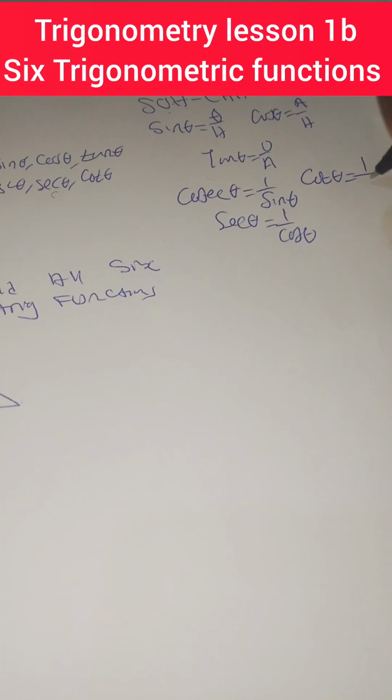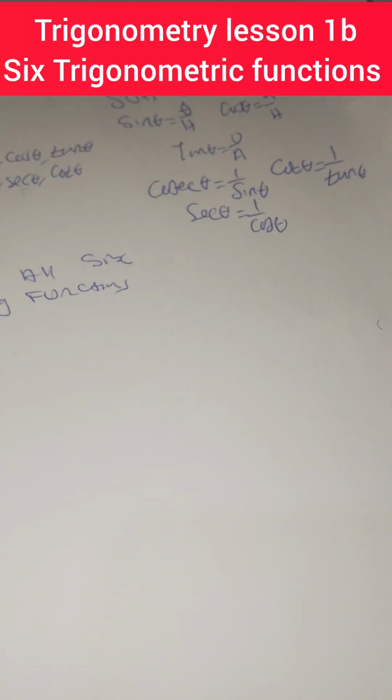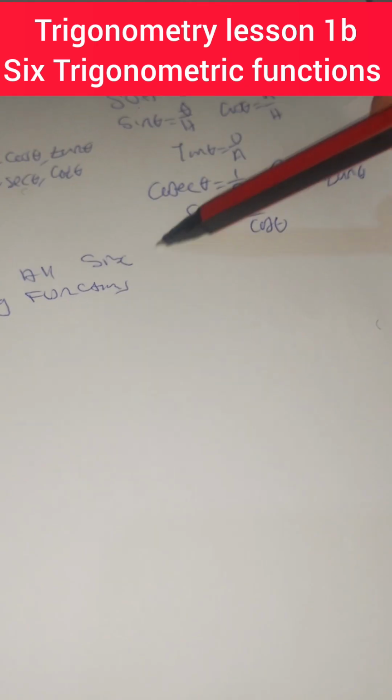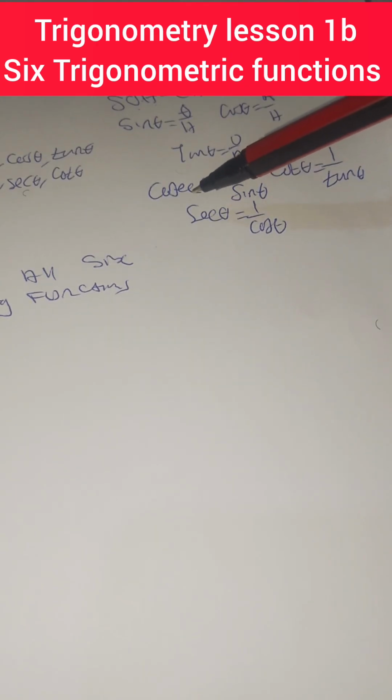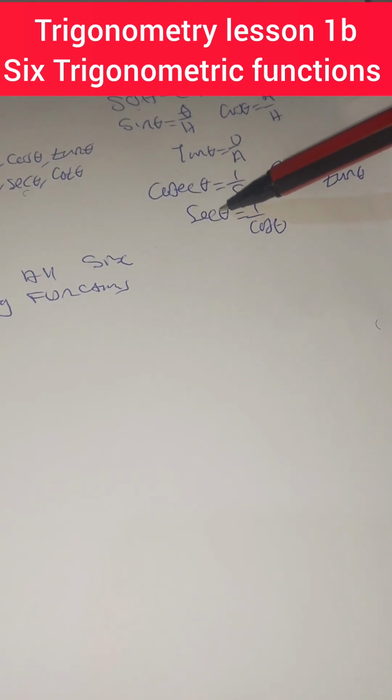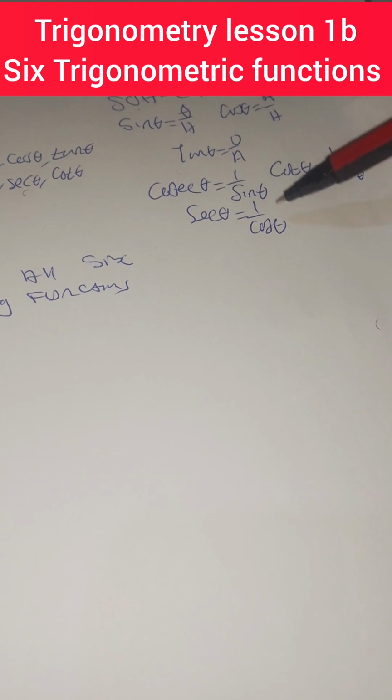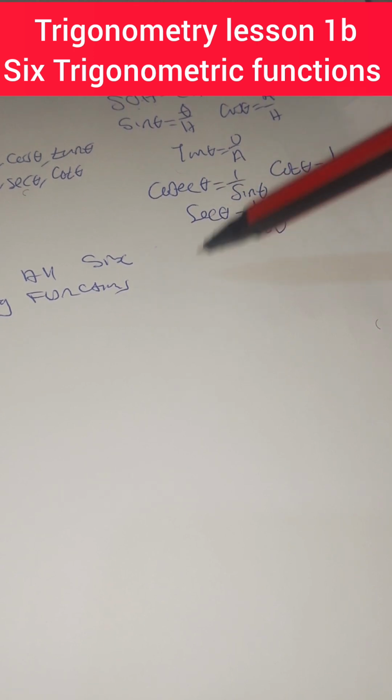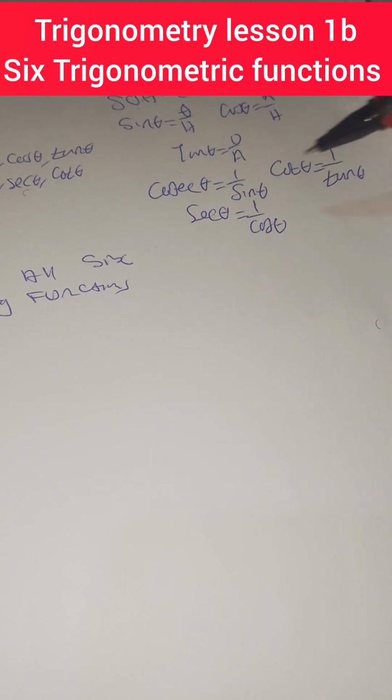1 over tan theta. The best way to remember this is, for example, cosec is similar to cos, but we go with sin theta instead. Also sec is similar to sin, but we go for cos. So cosec theta is equal to 1 over sin theta, and sec theta is equal to 1 over cos theta. What about cot theta? Cot theta is equal to 1 over tan theta. So those are the basic formulas that we have in trigonometry.